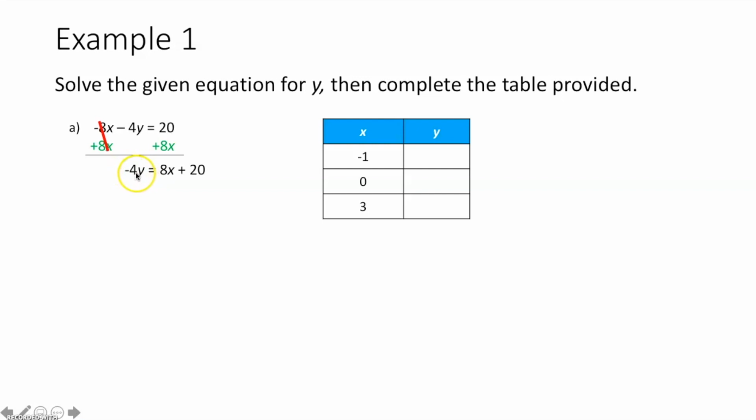Well, it's negative 4 times y, so I do the opposite. The inverse, I divide both sides by negative 4. These are going to cancel out, and what happens over here is now I have y is equal to 8x plus 20 over negative 4. Now, I don't want to leave it like this.